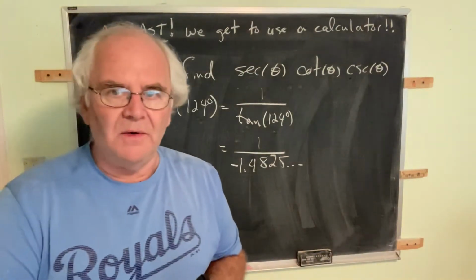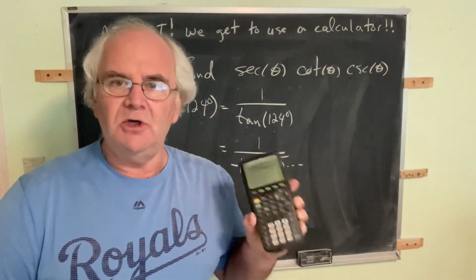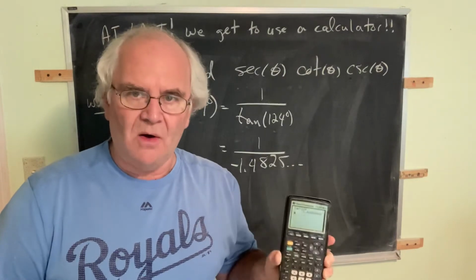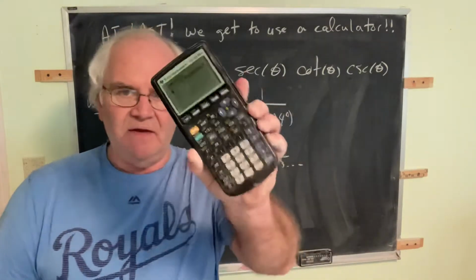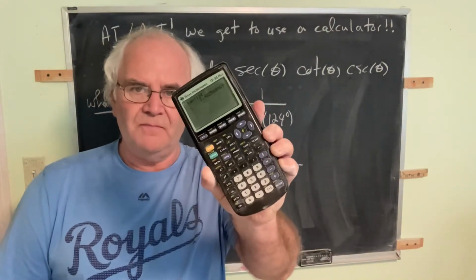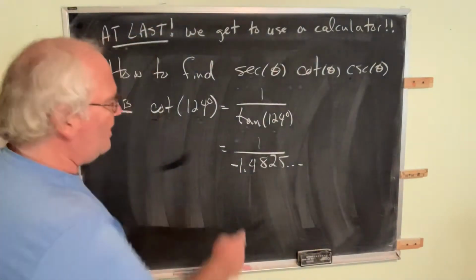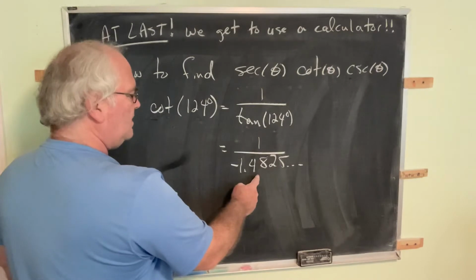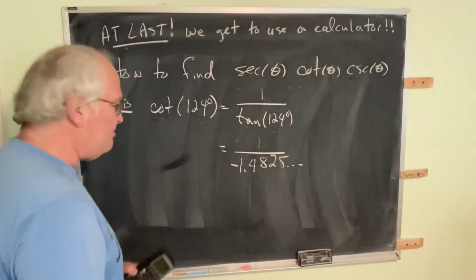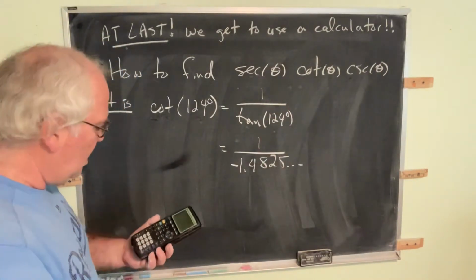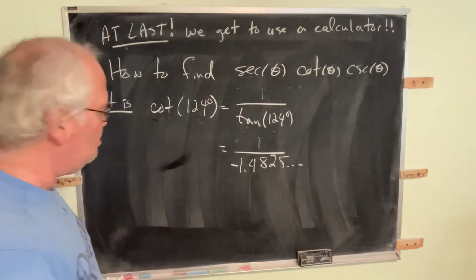Do not round until the very end. Leave all the decimals in your calculator. What we need now is the reciprocal of this. A couple ways to do it. The simplest way, on your machine, you will probably have one of 2 buttons.